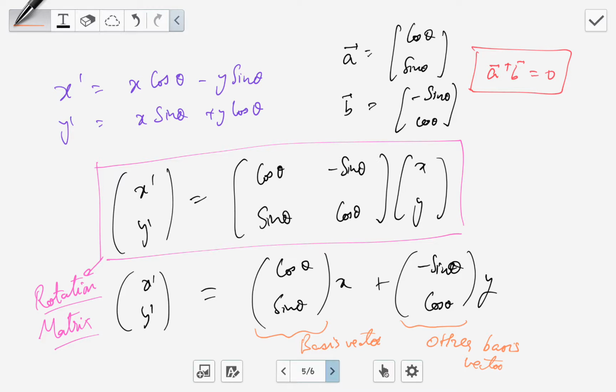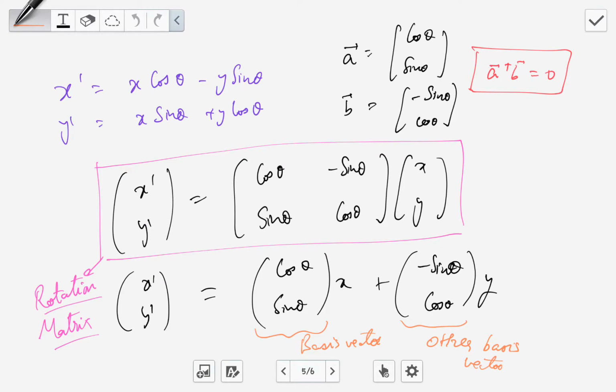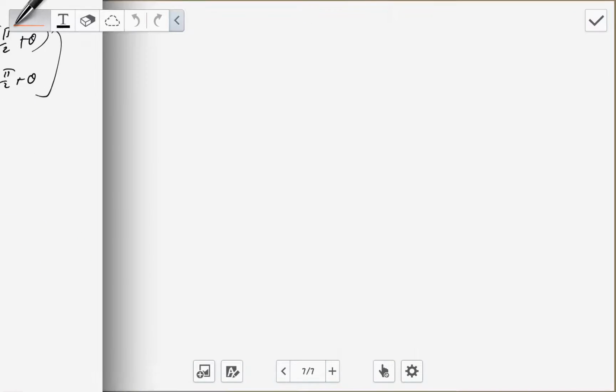So what I want to tell you here is, if you have a rotation matrix, the columns of the rotation matrix will give you the basis vectors of the new frame. If you are rotating a complete coordinate system, then this rotation matrix will give you the new bases, the columns of this rotation matrix. So let us write that.